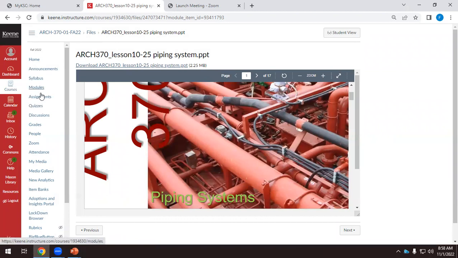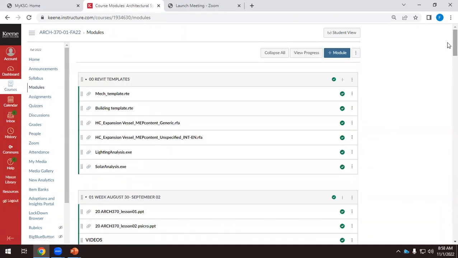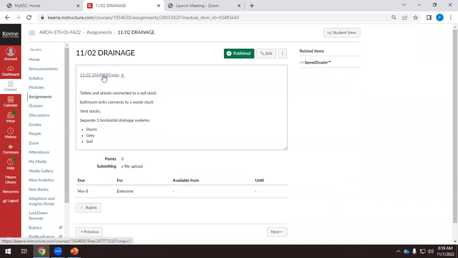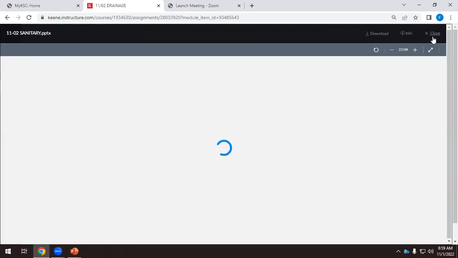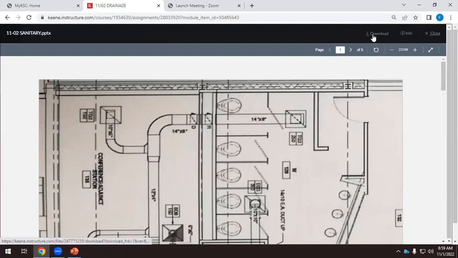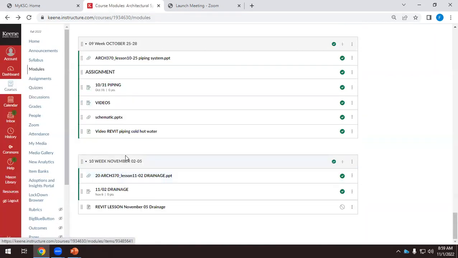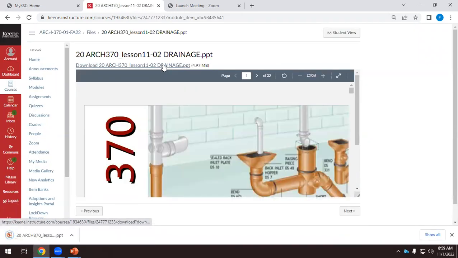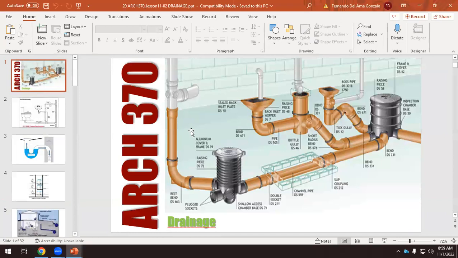So now we are going to dive into the amazing world of drainage. This is the assignment. Yes. There you go. Drainage, again, it's not the most exciting part of the building, but it's necessary, okay?